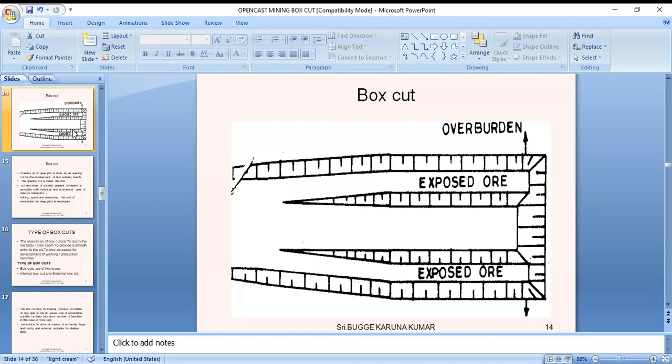Box cut: opening of the open pit is done by the opening cut for the development of the first working bench. The first working bench. This is one simple typical line diagram. This is the entry level. Next level is the exposed level. The exposed whole benches, the opening benches, are over into the bottom.